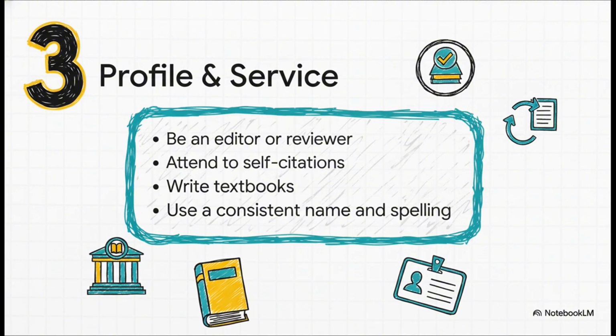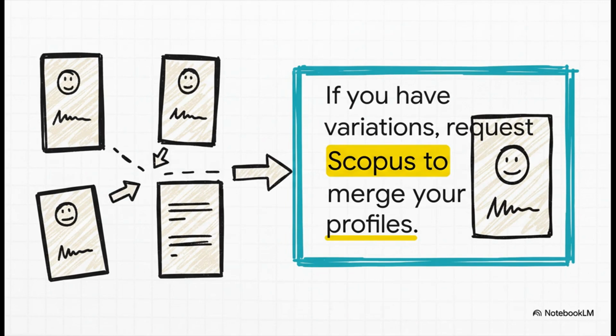But honestly, one of the most crucial and simplest tips is something you can fix right now. Use a consistent name. Seriously, this point is so important, it gets its own slide. If you've published under different name variations, J. Smith, then John Smith, then J. A. Smith, your citations could be split across multiple profiles. The fix is to use one fixed name and then contact databases like Scopus and ask them to merge your profiles. Don't let your hard work get lost in the data shuffle.